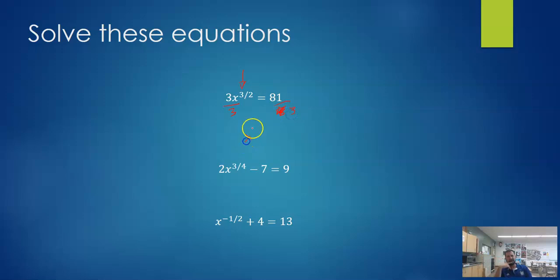So here I get x to the 3/2 is equal to 27. Now, I want x by itself, but exponents have slightly different rules. We can't divide by anything. We can't multiply by anything. But one thing we can do to both sides is we can take both sides to the reciprocal power. So if the exponent right now is 3/2, I'm going to take both sides to the 2/3 power. So 2/3, 2/3.